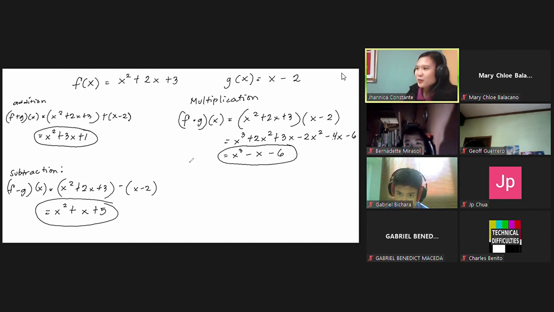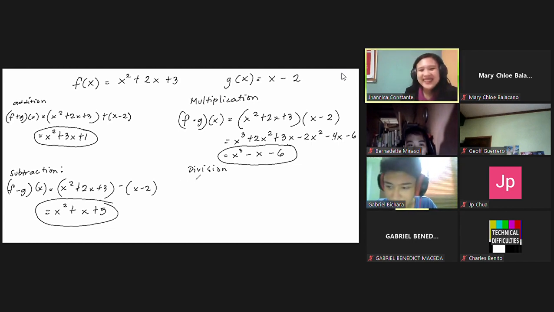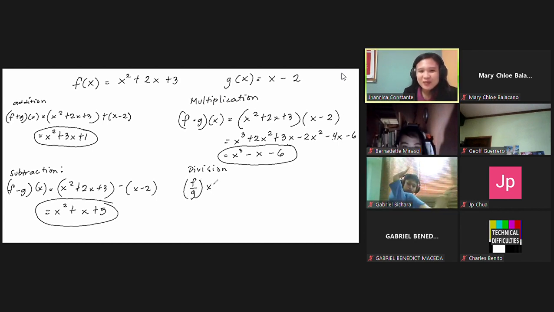So let's proceed with division, using synthetic division. We get the coefficients of all the terms of f of x, which are 1, 2, and 3. It's the coefficients and the constant number, divided by the opposite of negative 2, which is positive 2.